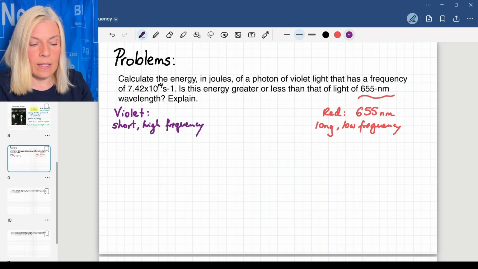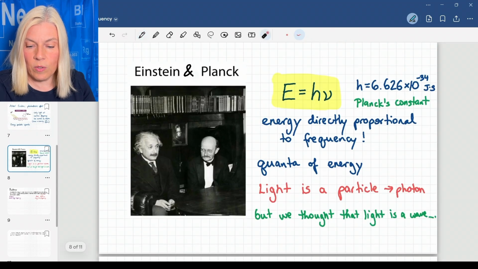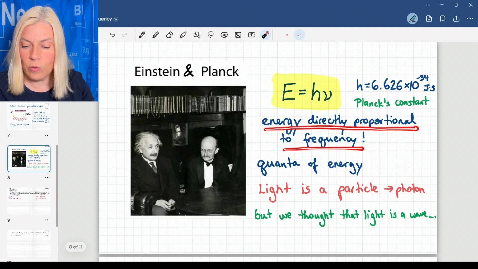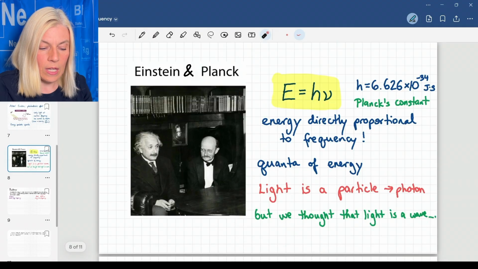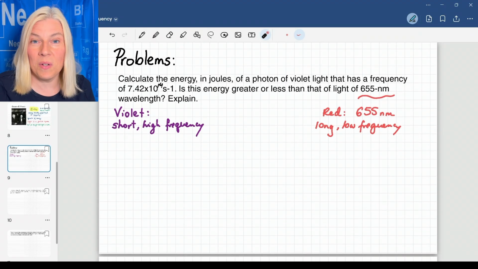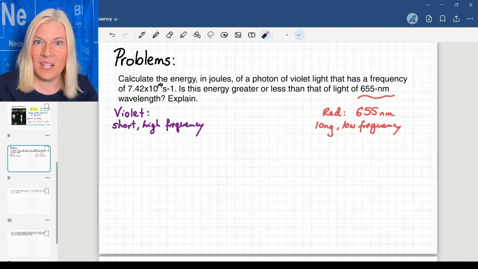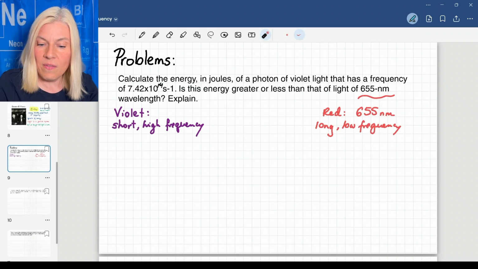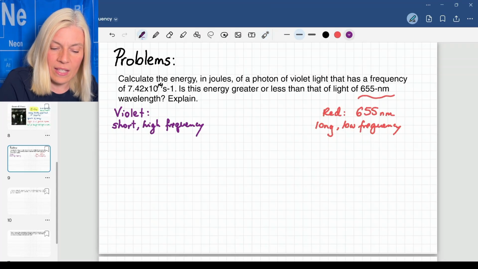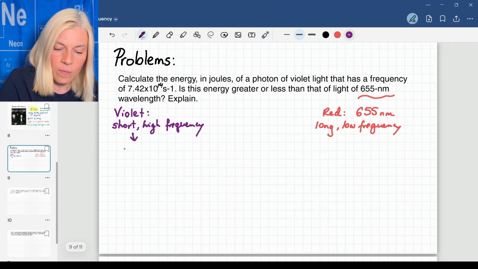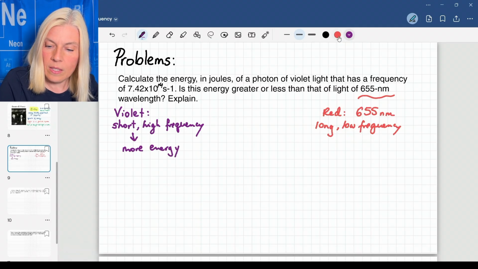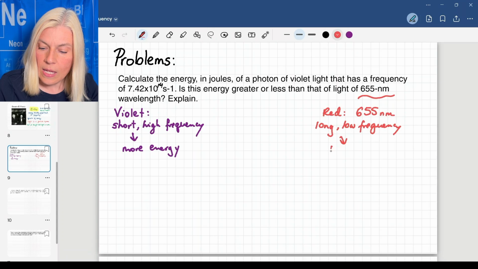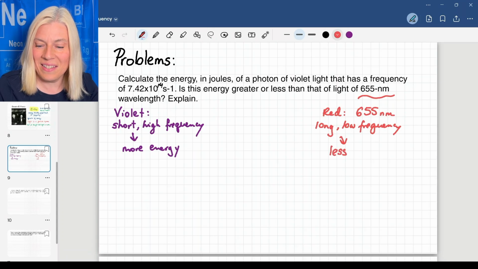Right? And looking at this equation, remember what we said, energy is directly proportional to frequency. So if you have high frequency, you will have high energy. So we can actually answer the question right now without any math. And we recognize that which one will have higher energy? The violet light. Yes, so we know that the answer should say to us that this should have more energy. And this one should have less energy. So now let's do some math and make sure.